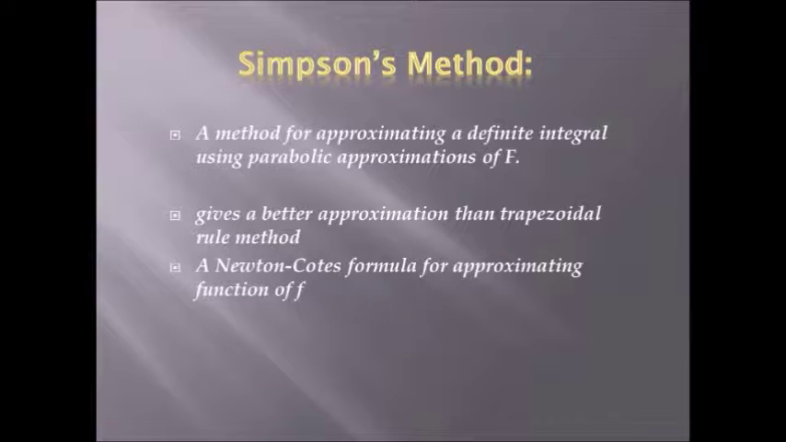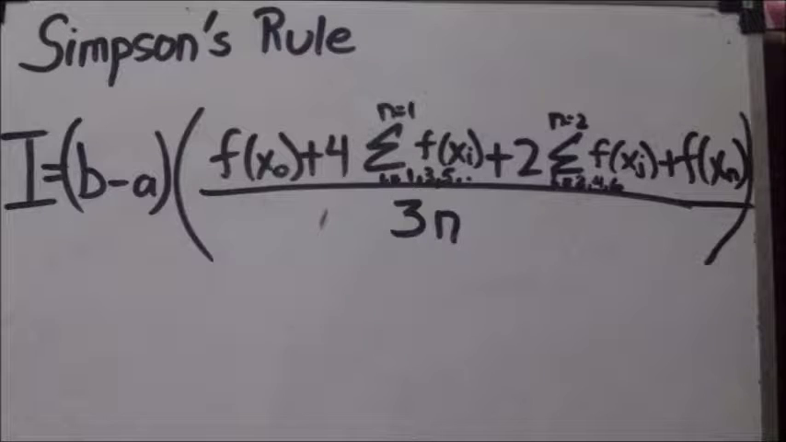Our next topic will be Simpson's method. So what is Simpson's method? It is a method for approximating a definite integral using parabolic approximations of a function f. It gives a better approximation than the trapezoidal rule method. It is a Newton-Cotes formula for approximating a function f.